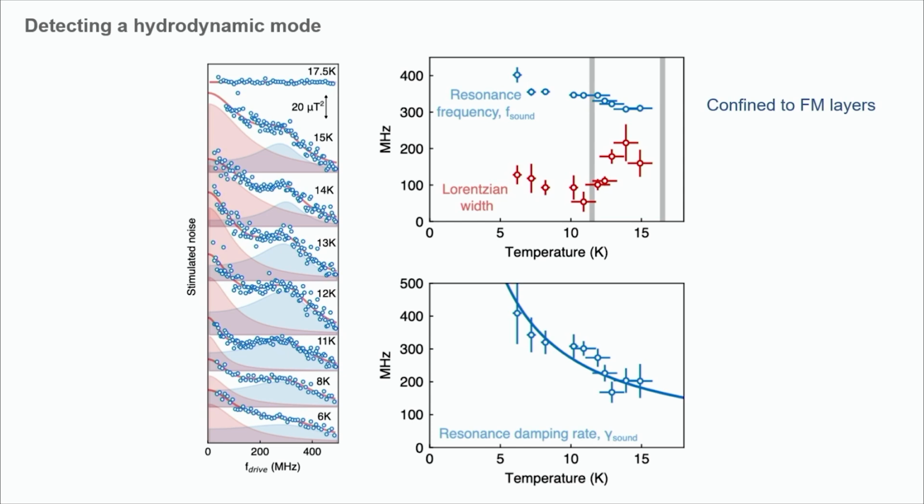And one of the notable features is that the damping rate seems to increase as temperature goes down. So it gets broader and broader as you cool the sample down. And this is consistent with our original interpretation of the noise measurements of the monolayer, where you have a damping rate set by the viscosity of the spin waves in the material.